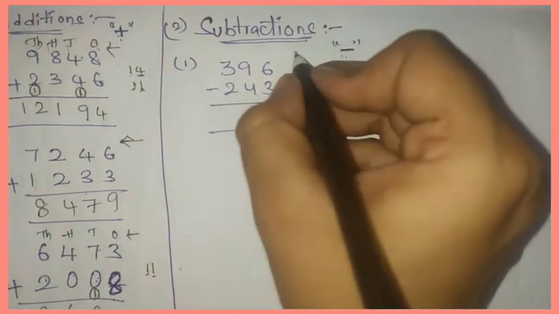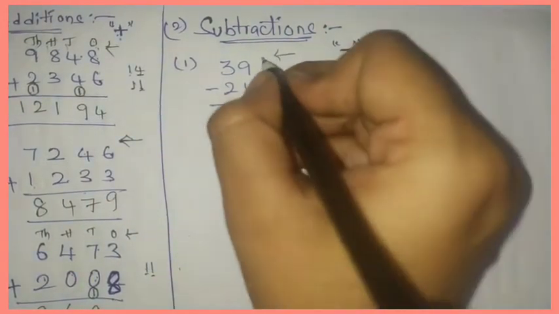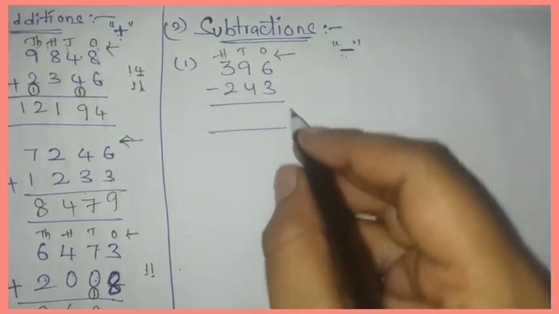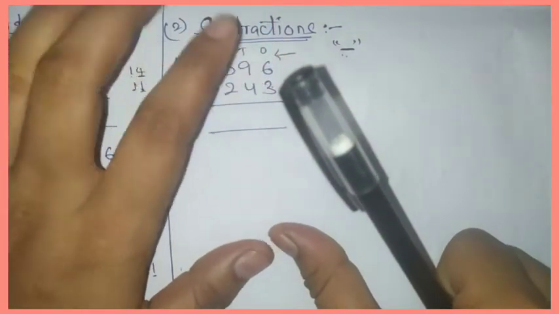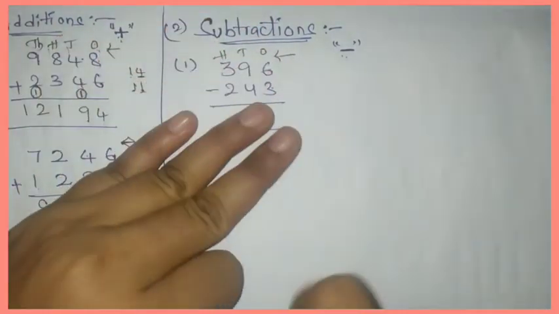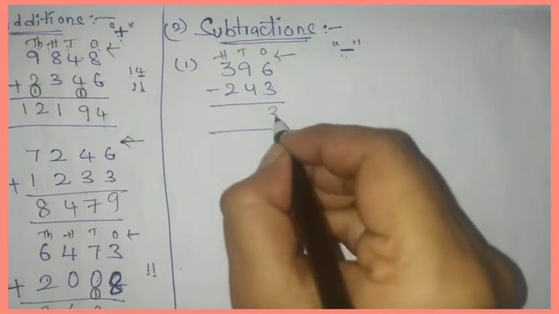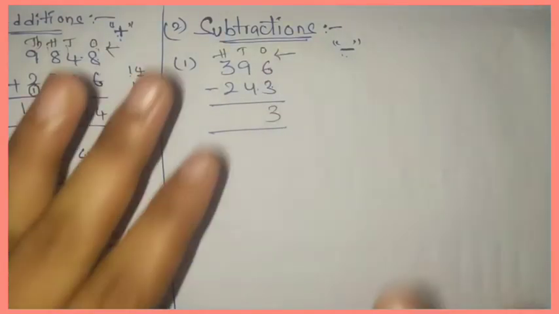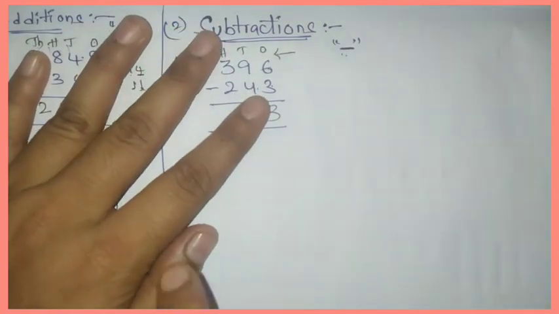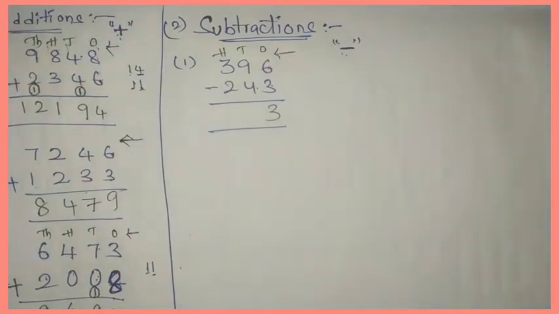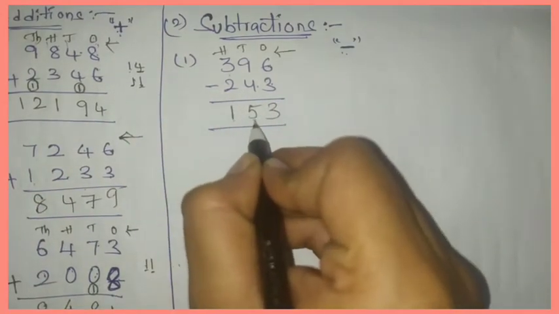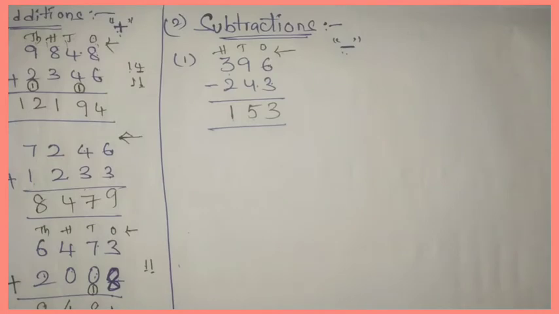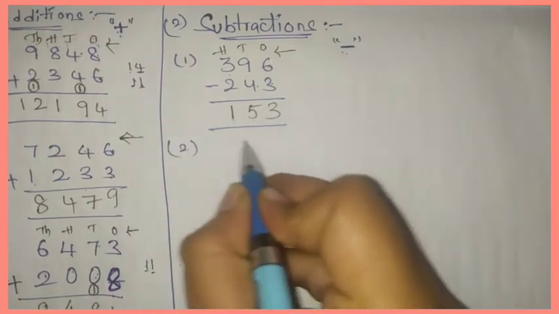Subtraction also we will do from ones place. Ones, tens, hundreds. 6 minus 3: 6 is there, minus 3 means we have to close 3 fingers. Then we will get 3. 9 minus 4, we will get 5. 3 minus 2, 1. 153 is the answer. This is subtraction.